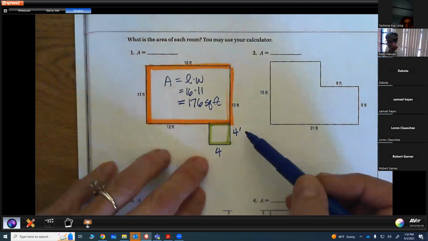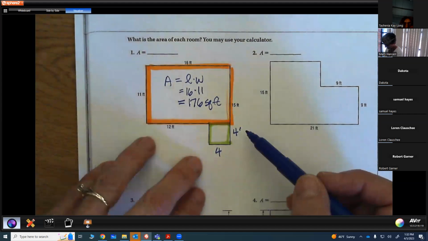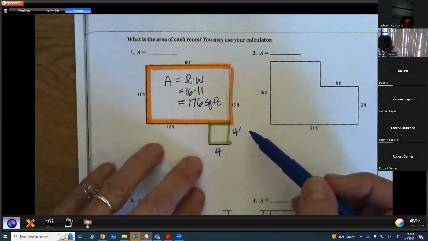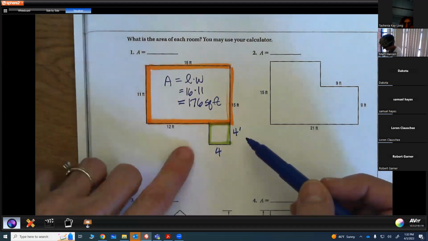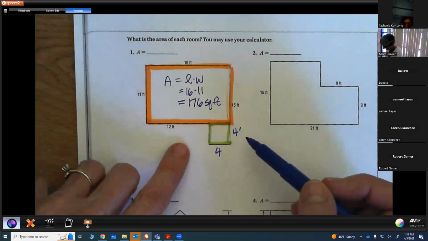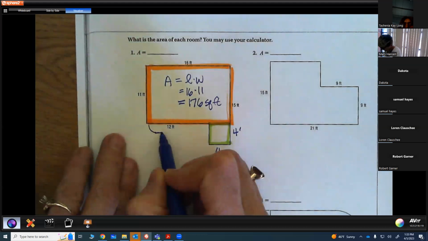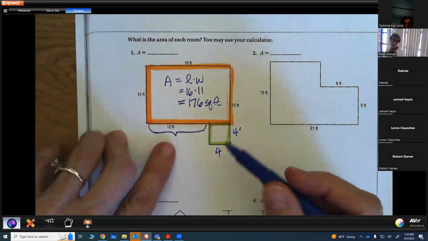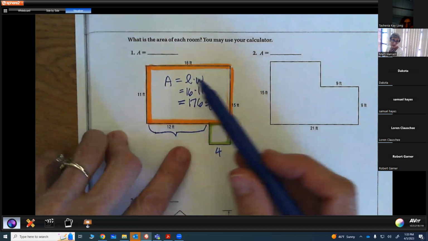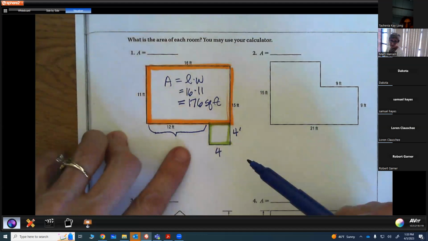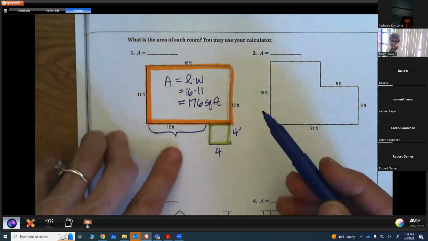Okay. I was going to say there's no dotted line indicating that the 4 by 4 is separate from the rectangle above. So I'm assuming it's a negative 12 by 4 would be the space you'd have to take away from 16 times 15. Well, we're going to do this by addition right now. We're going to add the orange rectangle and we're going to add the area of the green. That makes sense? Yeah, it does.